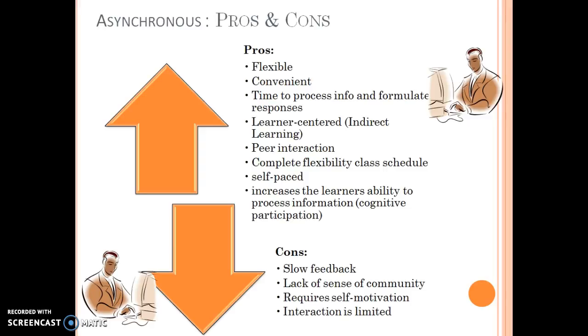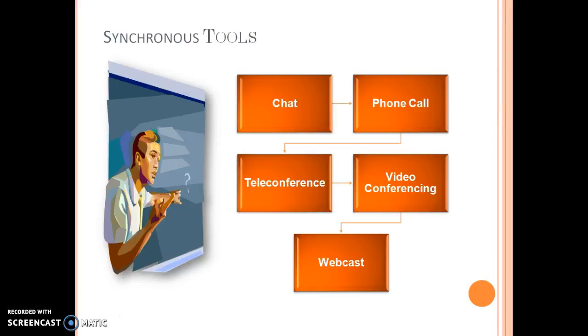Regarding the disadvantages, there is a slow feedback because the teacher and students are not present at the same time. So they need time to communicate and get a response. Now, there will be a lack of sense of community. This requires self-motivation. Otherwise students will not be able to complete the works unless they are self-motivated. And here the interaction is much limited when we compare to the synchronous learning methods.